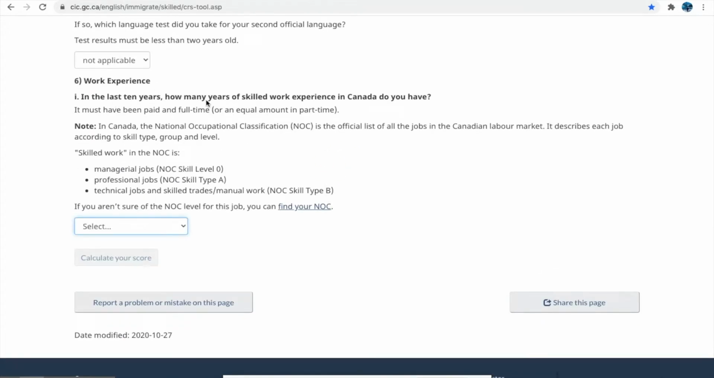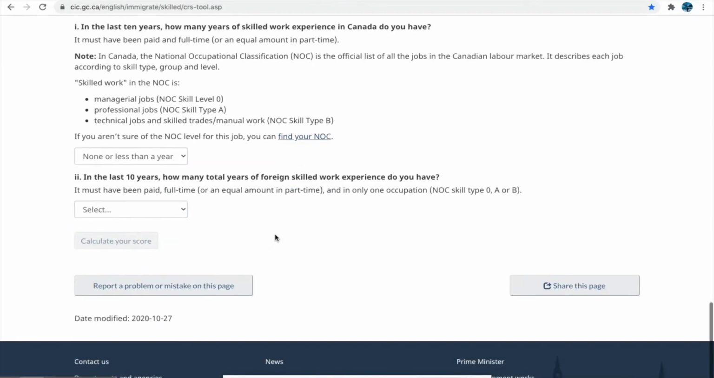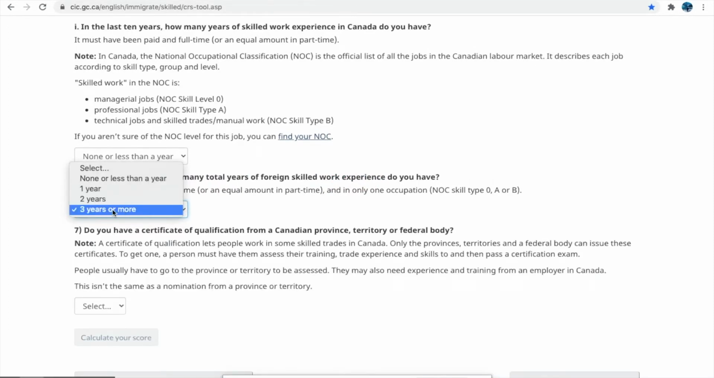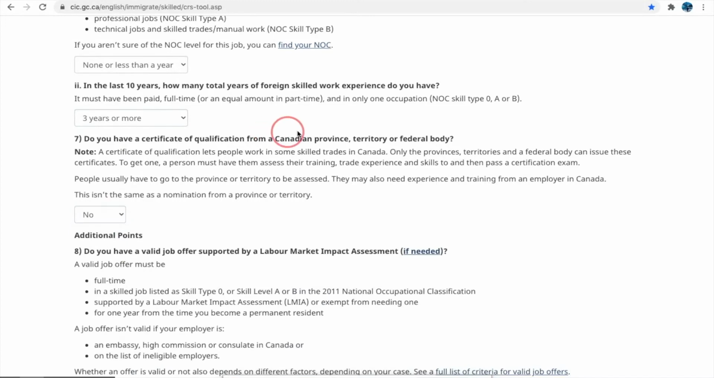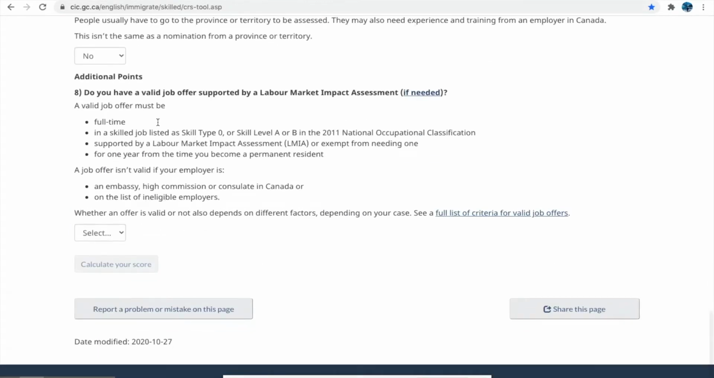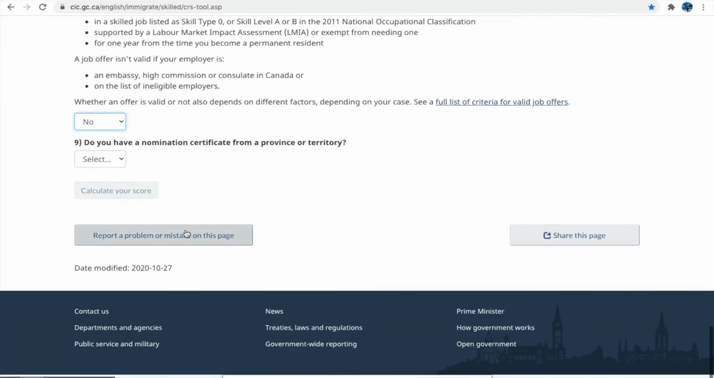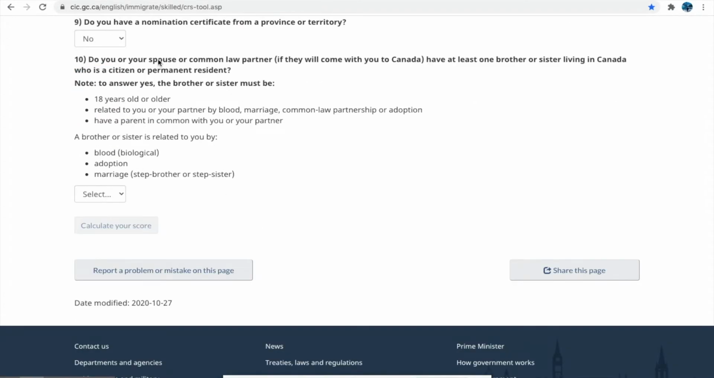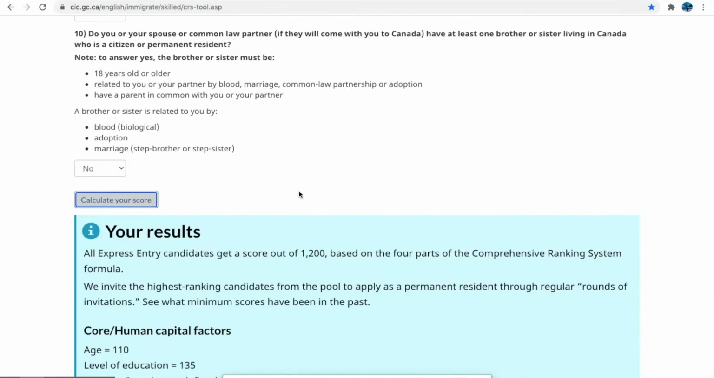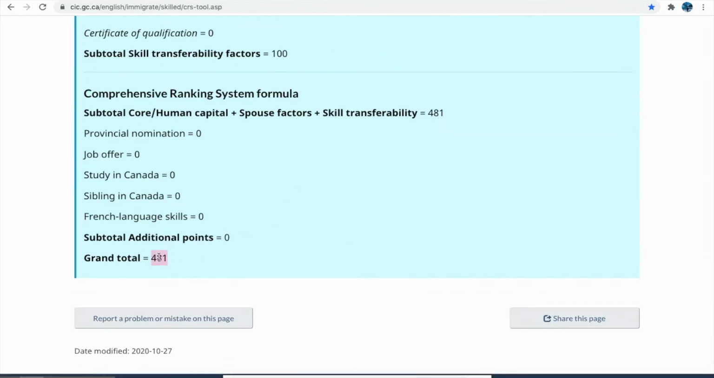Now next is about the work experience. This question is, how many years of skilled work experience in Canada do you have? So let's say there's none. This one is, in the last 10 years, how many total years of foreign skilled work experience you have? So we'll select 3 years or more. Now you will notice that the points remain the same for 3 years or more work experience. There is no certificate of qualification from any Canadian province and the person doesn't have a job offer in Canada. And there's no nomination from a province or territory. Now we assume that the person is not married, so there's no question for spouse. But for common law partner, let's say the person is not accompanying. So if I calculate the score, you will see the total score is 481.